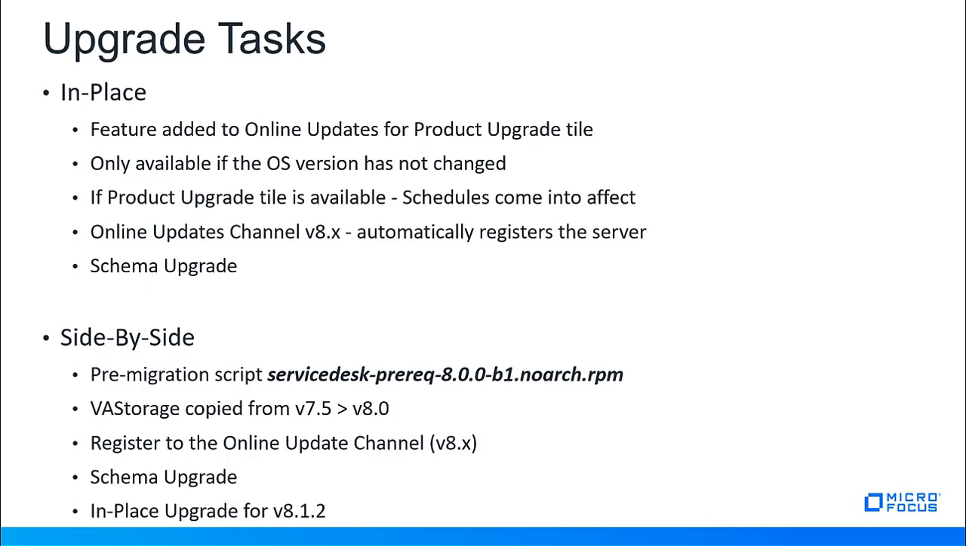Side by side is close, but you're basically propping up a second appliance. You're running a pre-migration script on the original server, and then you're going to copy the VA storage from version 7.5 to 8.0. You're going to register to the online updates channel for version 8. You're going to do this schema upgrade and then an in place upgrade for version 8.1.2. So there's a little bit of different dynamics. It's similar to the 7.5 to 8.0, which we have a video out there of as well for the side by side. We'll do an in place today.